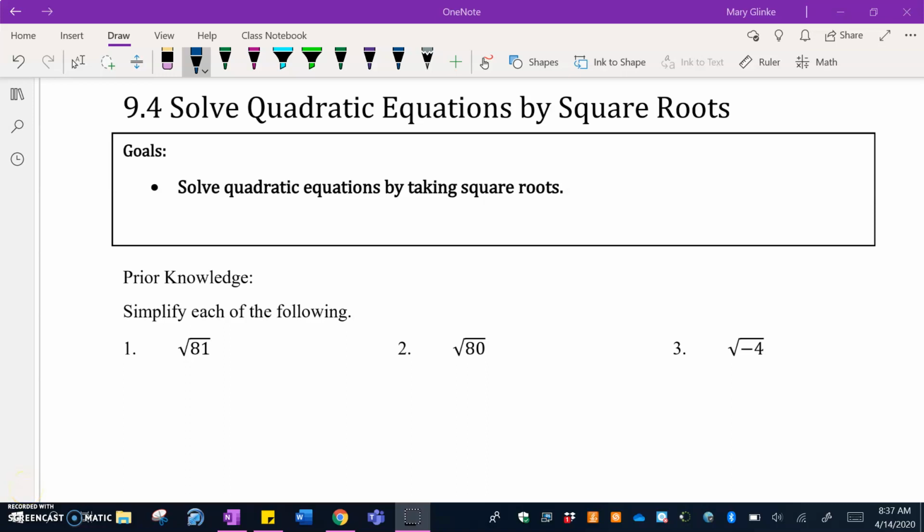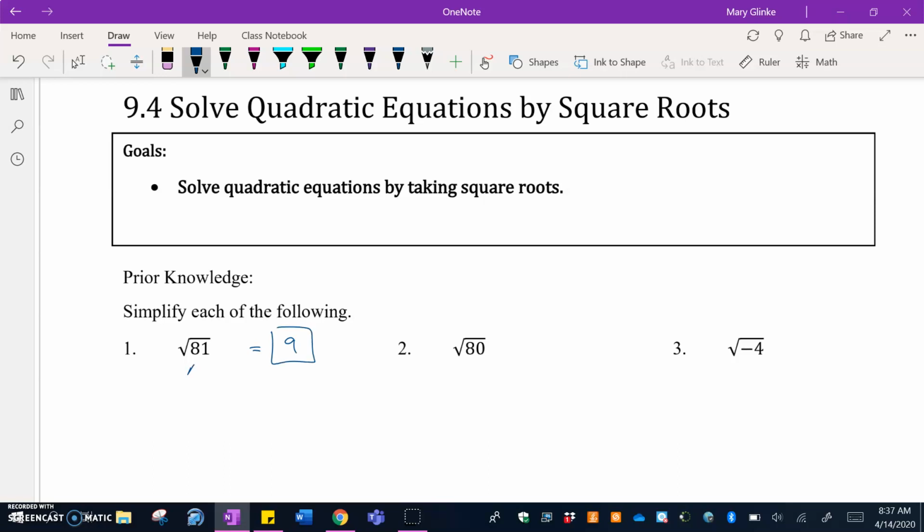Hello, our goal today is to solve quadratic equations by taking square roots. So the first thing that we need to know how to do is to simplify square roots. So for numbers 1, 2, and 3, it's just a quick review on how we do square roots in general. So number 1, the square root of 81 is 9.